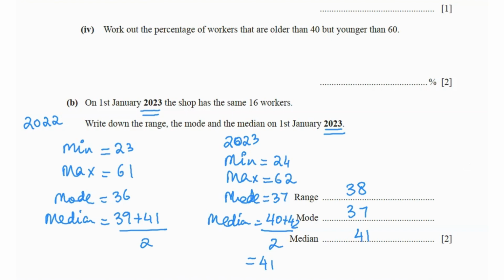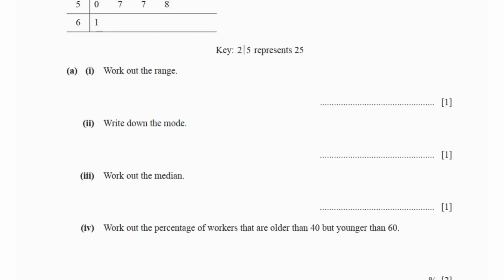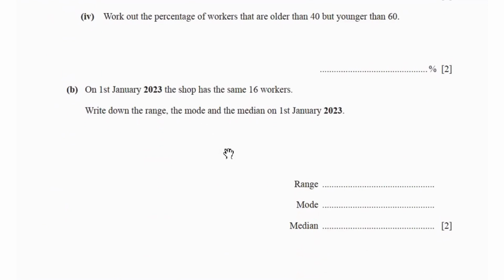So remember, they've also highlighted it, 2023. And initially, it is in 2022. So if we go back to the question, see, they've also highlighted over here 2022 in bold and 2023 in bold, so that you don't make the mistake of missing out what year it is. So since a year has been added, you will add 1 year to each of these ages that we've already used, and then find the new range, mode, and median.